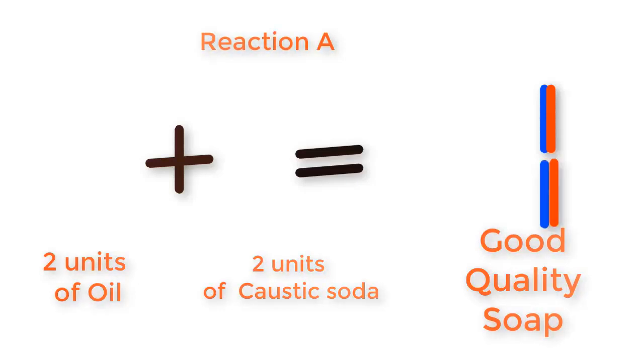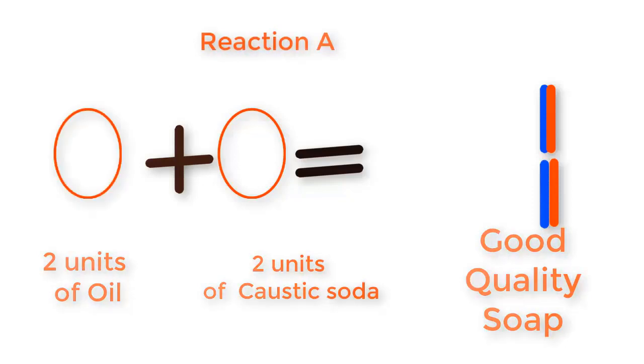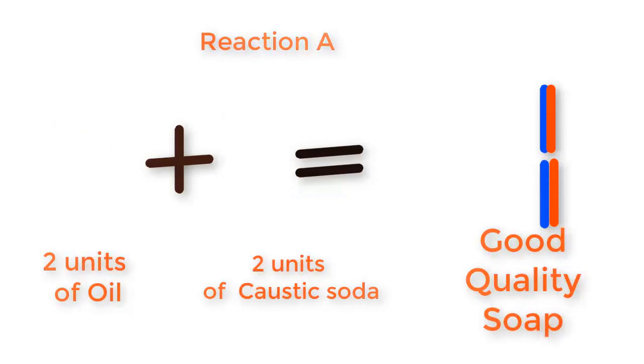Now, let's observe this reaction. You will notice that all the caustic soda has been consumed by the oil, such that at the end of the day, no reactant is left behind in the reactor. All the caustic soda has been consumed by the oil, so none of the caustic soda unit is left behind. This is a good quality soap because no caustic soda is left behind.